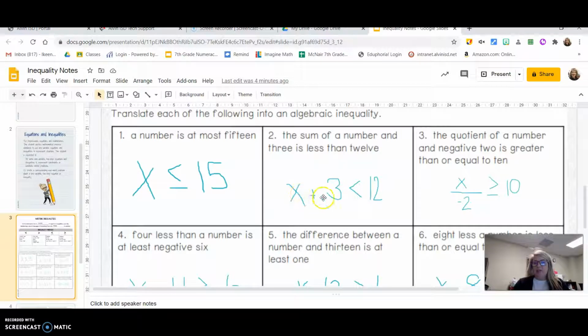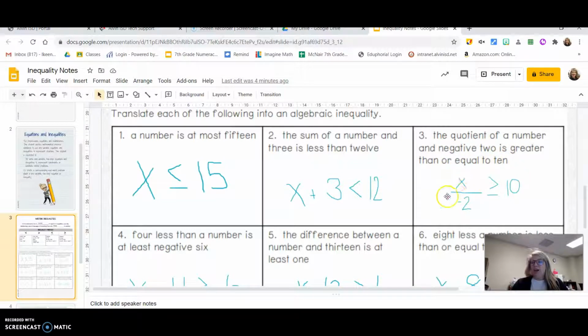So x plus 3 is less than 12. And I know my handwriting isn't perfect. I was writing with my mouse, so I apologize for that. Number 3, the quotient of a number and -2 is greater than or equal to 10.